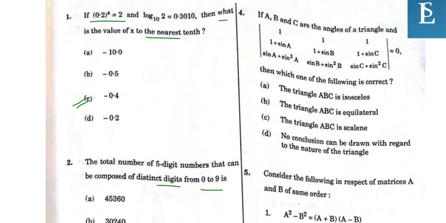The fourth question is, if A, B and C are the angles of a triangle, and this is the determinant, then which one of the following is correct? So you have to tell the right answer. Just solve the question and you will get to know that sin A equal to sin B equal to sin C. So the right option is B, the triangle ABC is equilateral.